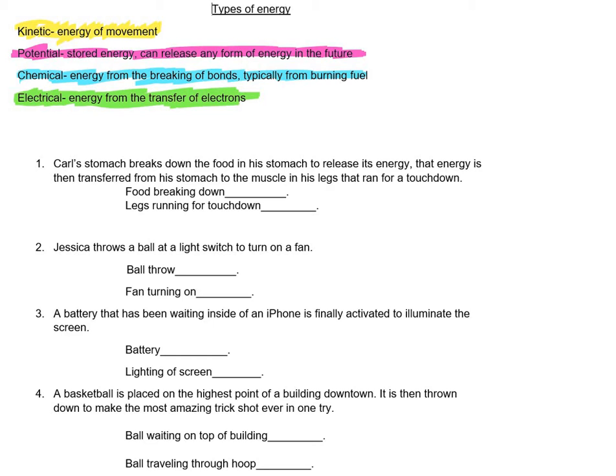Carl's stomach breaks down the food in his stomach to release its energy. That energy is then transferred from his stomach to the muscle in his legs that ran for a touchdown. So the food actually breaking down, as I mentioned earlier, that is an example of chemical energy. And then when his legs are actually running, going for the touchdown, in the actual process of movement, we're going to call that kinetic energy.